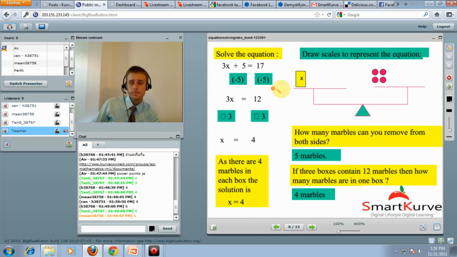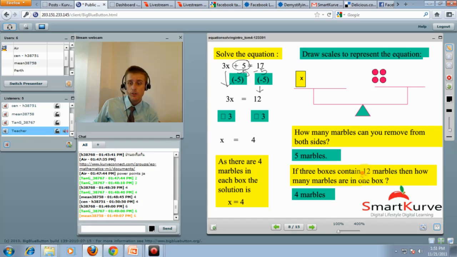Solve the equation. How many marbles can you remove from both sides? The first thing you do, you look at this plus 5. We want to get rid of that. Subtract both sides by 5. That gives us 3x equals 17 minus 5, which is 12.